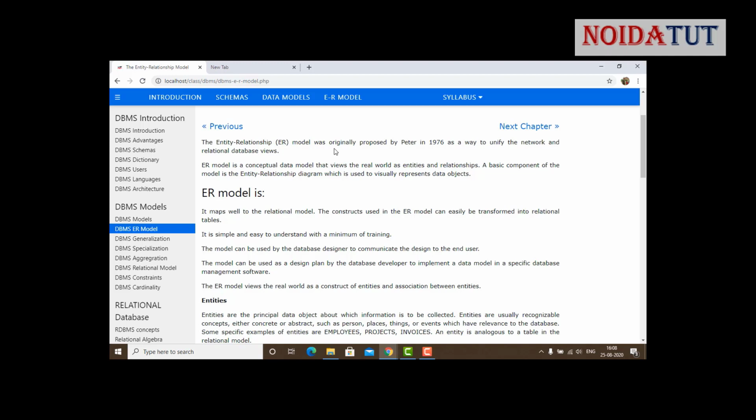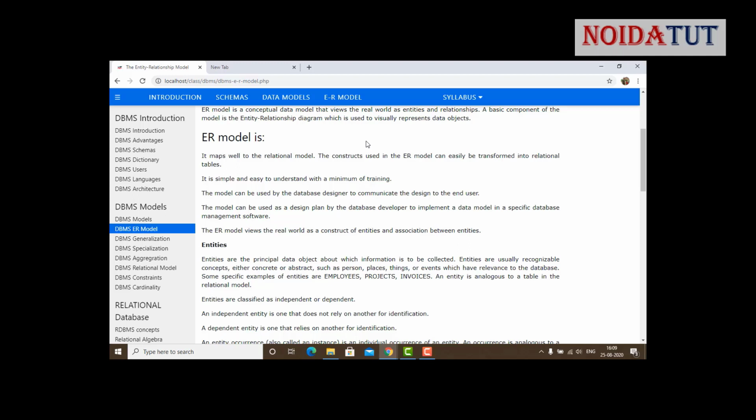The model is still in progress and is one of the most effective parts when we work with databases. The model was originally proposed by Peter in 1976 as a way of unifying the network and relational database views. It is a conceptual data model that views the real world as entities and relationships. A basic component of the model is the entity relationship diagram, which is usually used to represent the data objects.